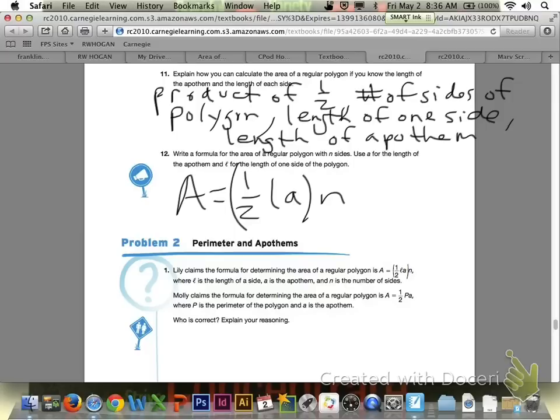Number 12 says now to write out a formula for the area of a regular polygon with n sides. It says to use A for the length of the apothem and L for the length of one side of the polygon. So here is what your formula should look like. The area is going to be equal to the quantity of 1/2 L times A times N.